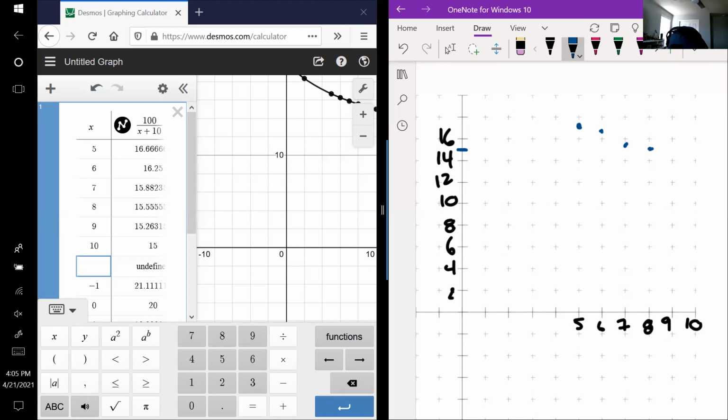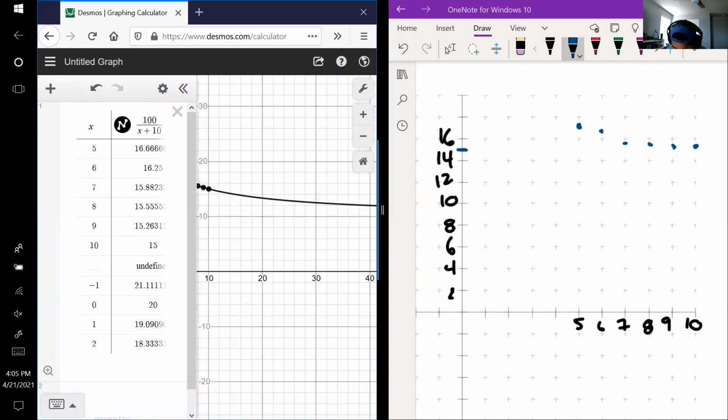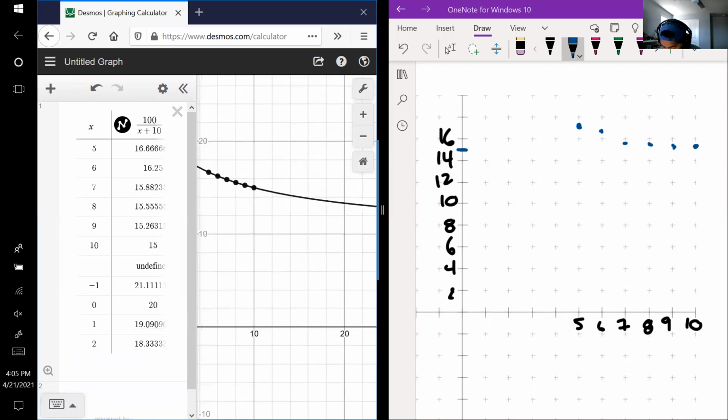So here's going to be where 15 is at. So let me just adjust these points a bit. So we're getting really close to 15. And then at 10, we're exactly at 15. So let me see something real fast. Yeah, mine's not the greatest sketch, but again, this is just a sketch. It's going to look something like this.